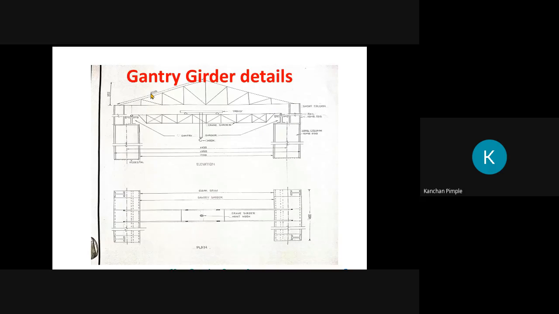After drawing this triangle, you have to make panel points. The inclined length is 19200. Make 4 parts: 1, 2, 3, 4. In this manner you have to divide, then draw vertical lines and join the inclined members. So first we draw the triangular part.